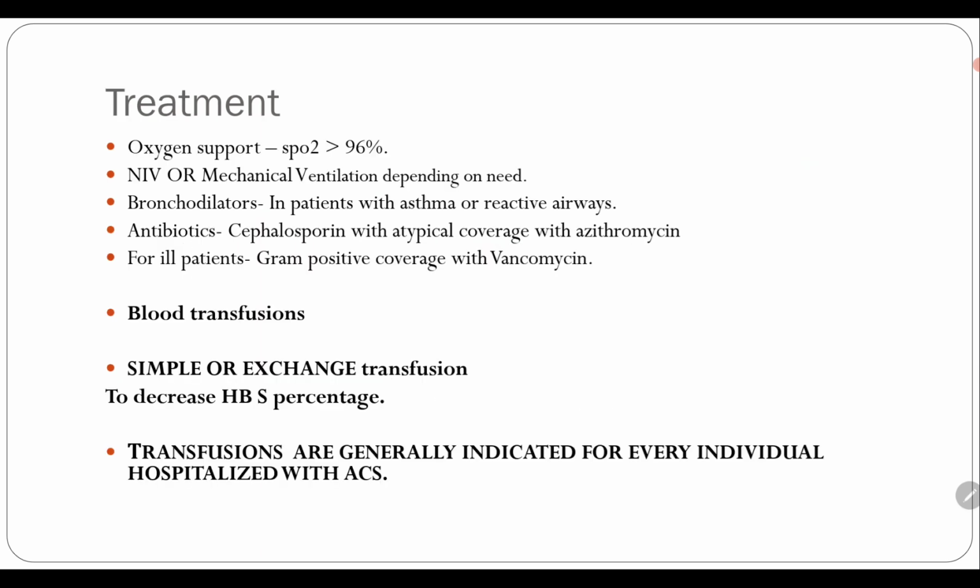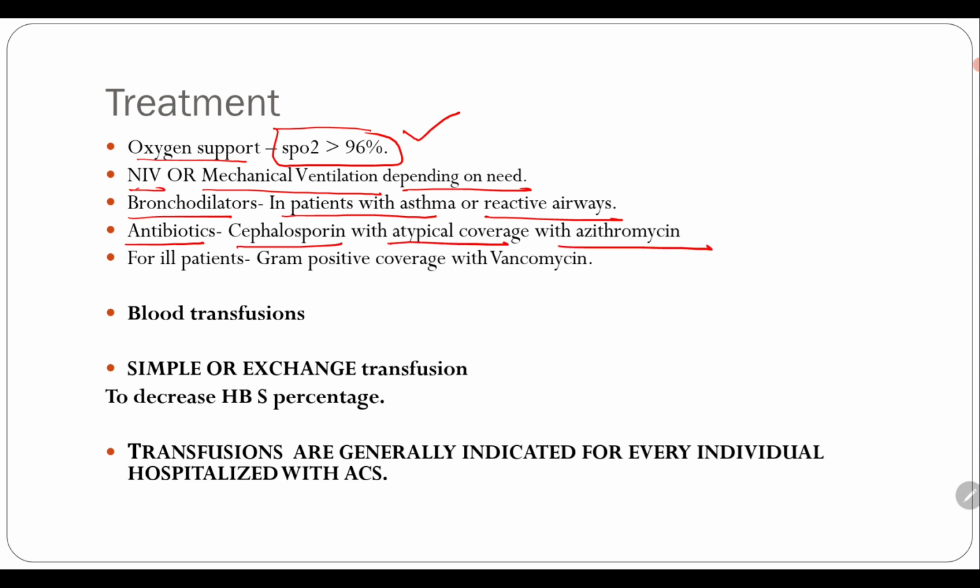So basically our treatment plan is based on oxygen support, so saturation has to be more than 96%, NIV mode or mechanical ventilation depending on the need of the patient. Bronchodilator: in a patient with asthma or reactive airway you have to give a bronchodilator. Antibiotic: cephalosporin with atypical coverage like azithromycin you will give. For an ill patient, gram positive coverage with vancomycin can be started. Very important, the dose of antibiotic, the cephalosporin or azithromycin or vancomycin.